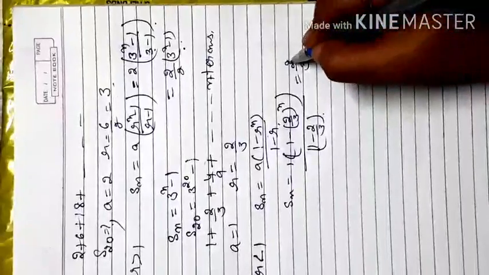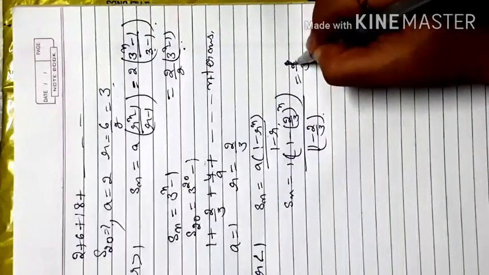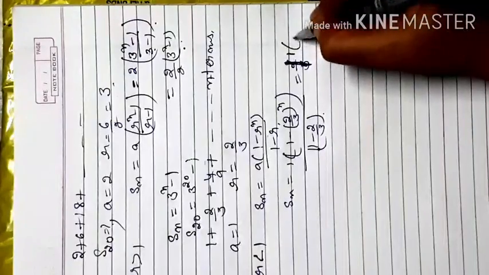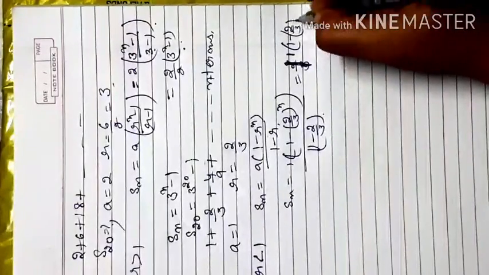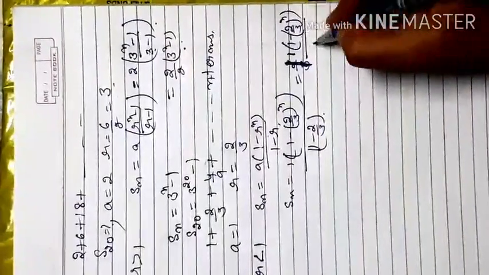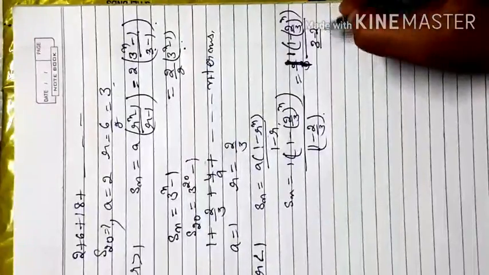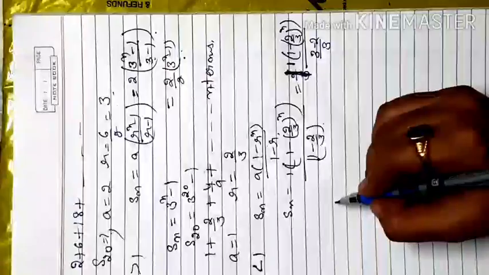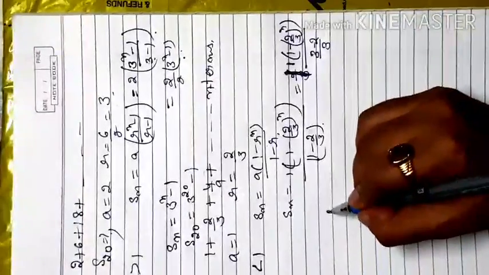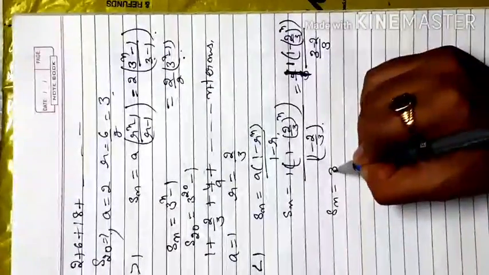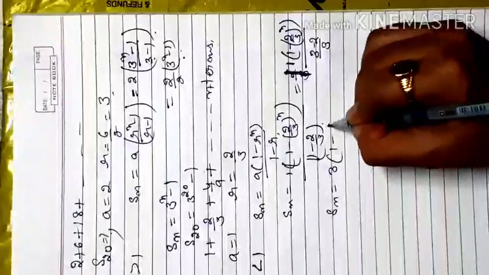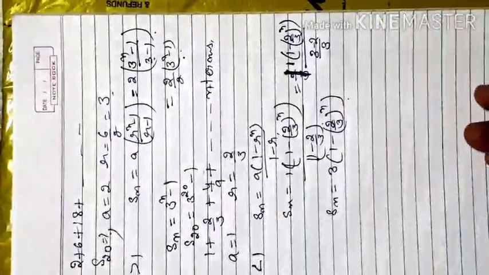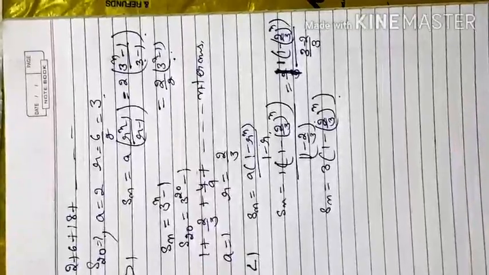3 minus 2 is 1 by 3, sorry. When you solve this one, in the denominator it will be 1 minus 2 by 3 raised to power n. So when you take the LCM, 3 by 2 minus 3, that is 1 by 3. So the denominator of the denominator moves upward, and the sum of n terms formula is 3 into 1 minus 2 by 3 raised to power n. Okay, so that is the general formula created.